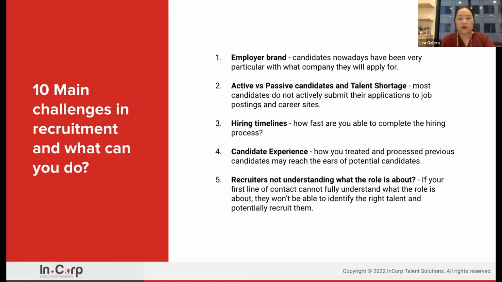How long will it take for you to complete the hiring process? What exactly do they need to submit, or what exactly would they need to have to be able to qualify for the position that you're looking for?